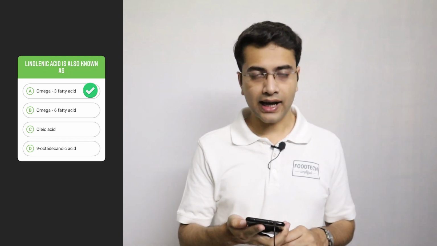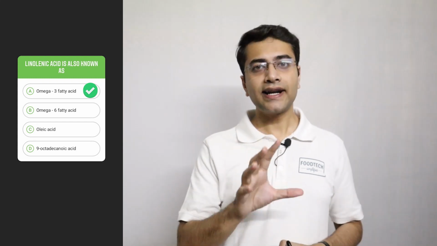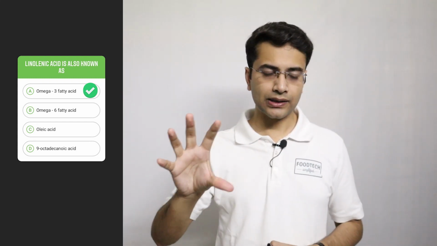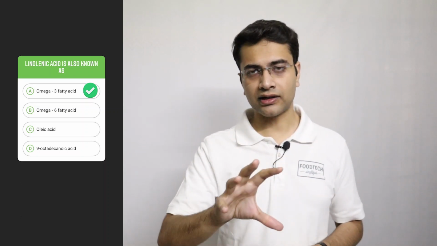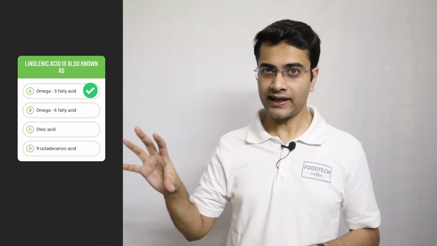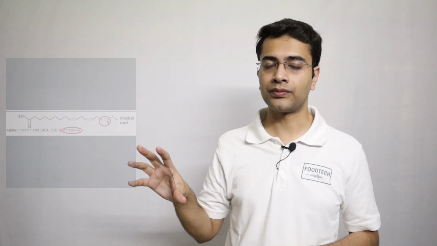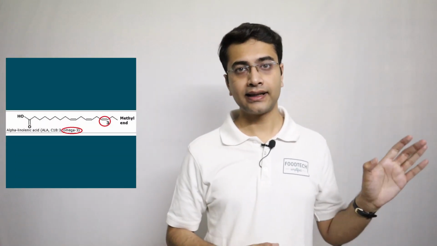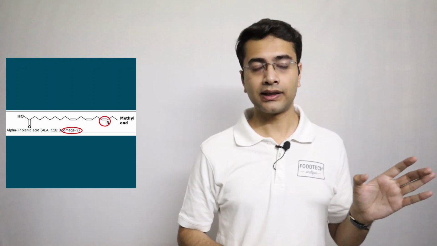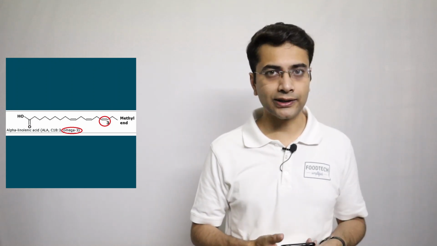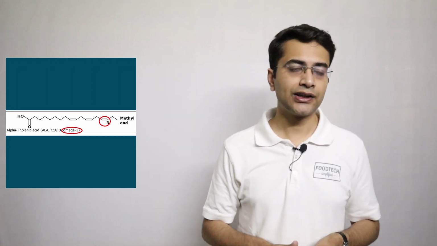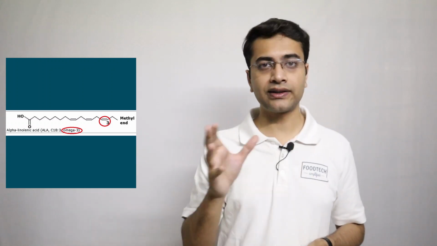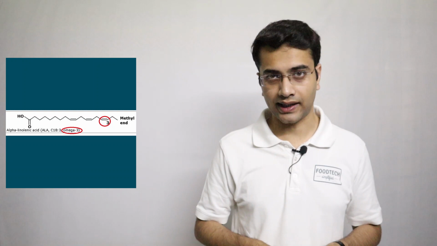So let me give you a background on this as well. In a fatty acid molecule, there is a long chain of carbon atoms and hydrogen atoms. At one end of the fatty acid chain, there is a CH3 group, also known as the methyl group. On the other end, there is a carboxylic group, which we can also write as COOH. So these two functional groups are present at the opposite ends of a fatty acid chain.